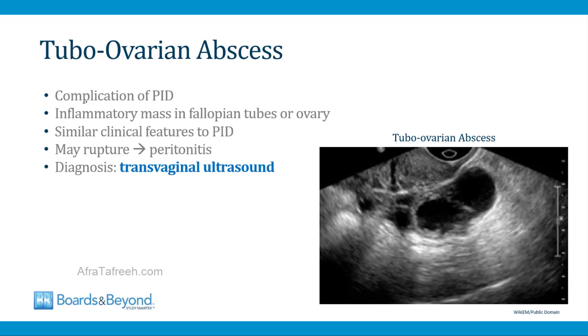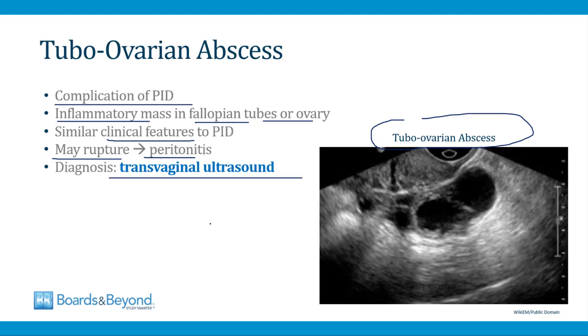So a tubo-ovarian abscess is a complication of PID. It refers to an inflammatory mass in the fallopian tubes or sometimes around the ovary. It has the same clinical features as PID. There can be tenderness and fever and leukocytosis, but it has special risks associated with it because it can rupture, and this can lead to peritonitis, which can be life-threatening. And the diagnosis is made by transvaginal ultrasound, and it's because of the risk of a tubo-ovarian abscess that all women with severe features of PID always get a transvaginal ultrasound.